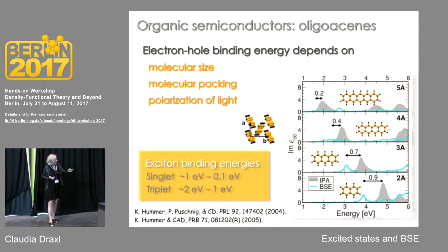Now, you can create these molecules, a chemist can, in different lengths. So you start from the smallest one, which is naphthalene, anthracene, tetracene, and pentacene. All of them form the herringbone crystal structure, so there are two molecules in the crystal.